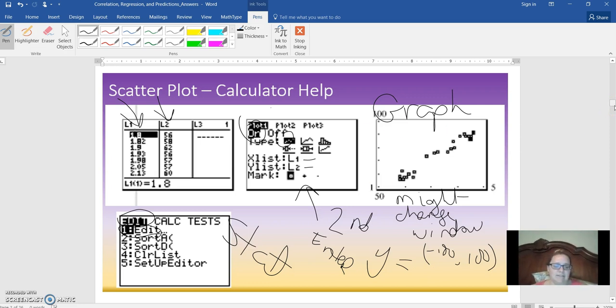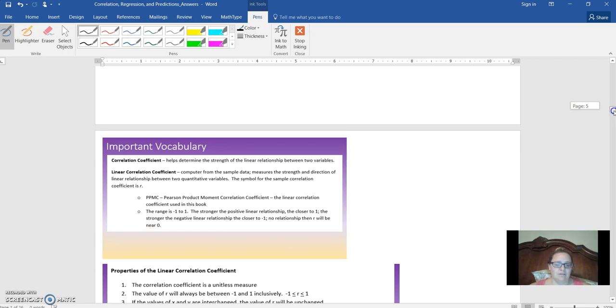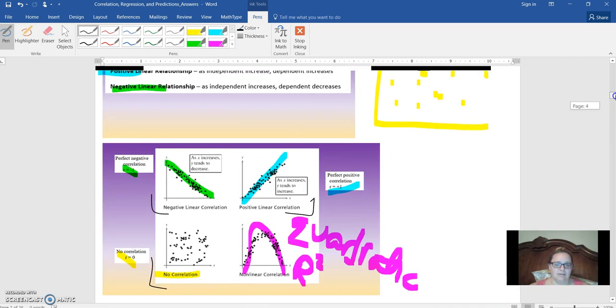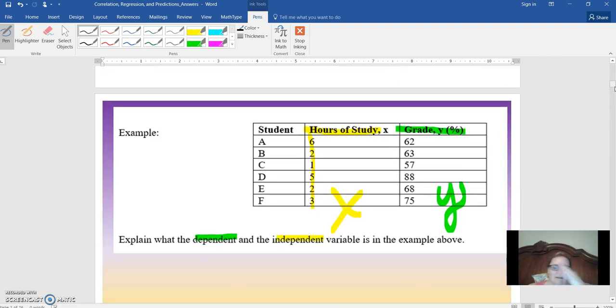All right, so we're going to use these steps and do a problem. Let's do this problem right here. I'm going to put that in list 1 and that in list 2. So I go to Stat, and then Edit. I'm going to type in list 1: 6, 2, 1, 5, 2, 3.